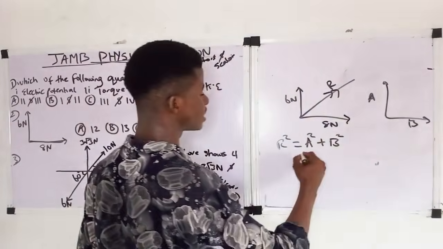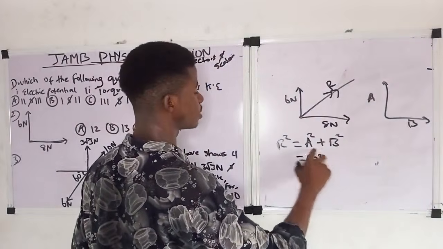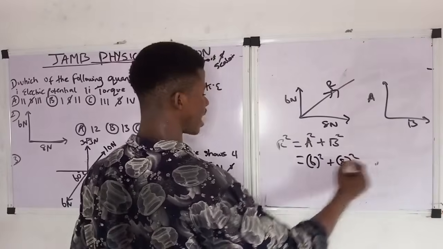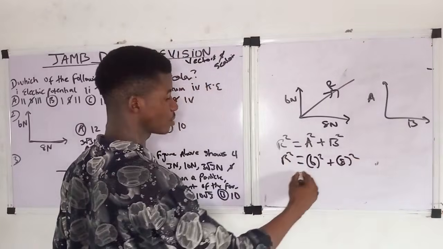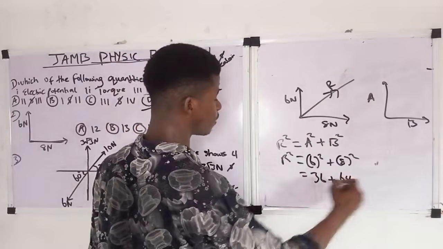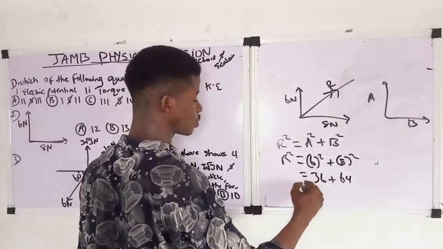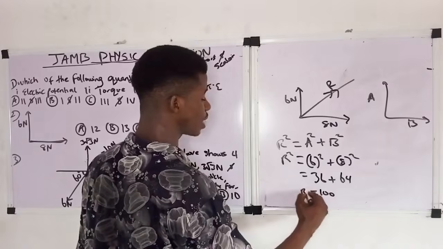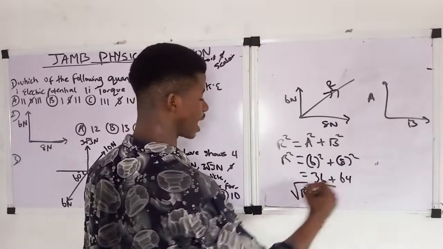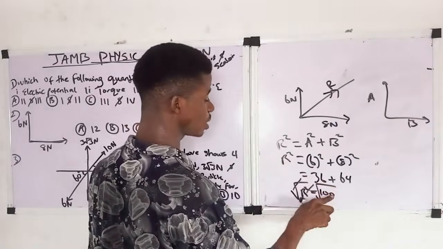A is 6, then the square. B is 8, then the square. So we're looking at R. The square of 6 is 36, the square of 8 is 64. If you add them, that gives us 100. So R squared is equal to 100. We're looking for R, so we take the square root of both sides. The square will cancel the square root. So what is the square root of 100?